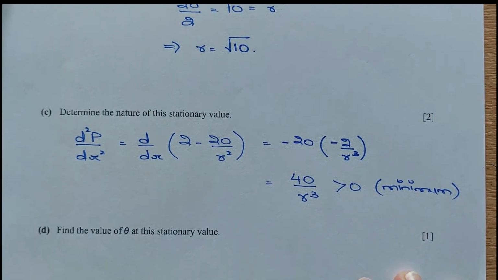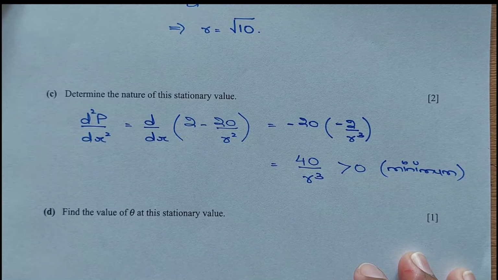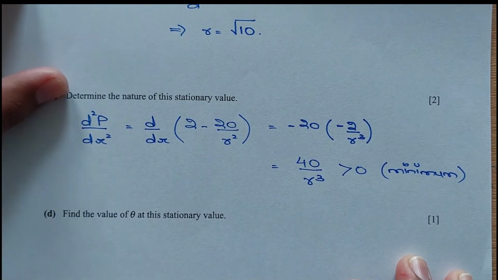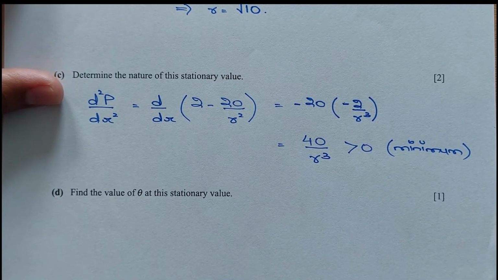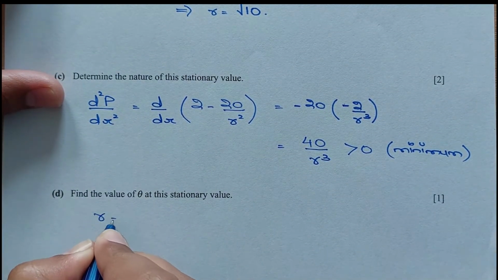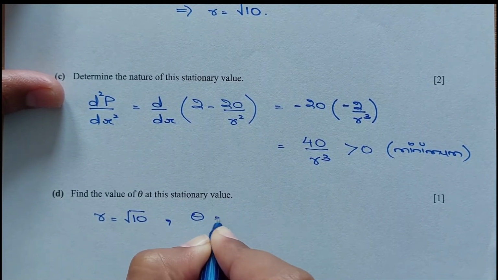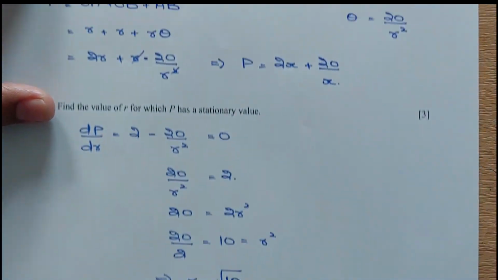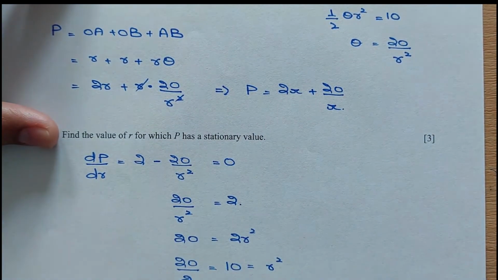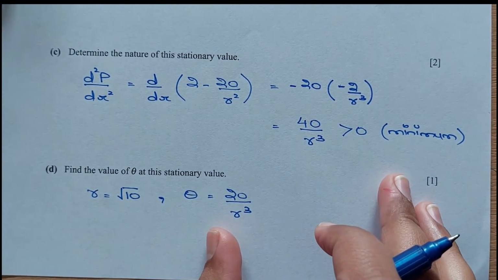Okay. Now for part D, find the value of theta at this stationary value. So finding the value for theta at the given stationary value. The stationary value r is square root of 10, and the theta we got is 20 over r squared. This is the value for theta, 20 by r squared. So let me find the value of theta at this stationary point.